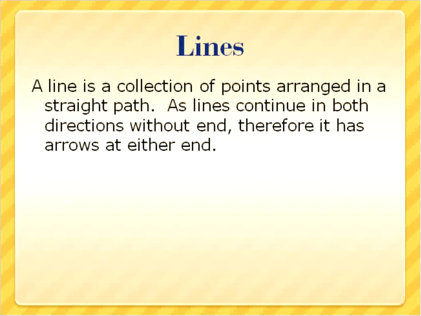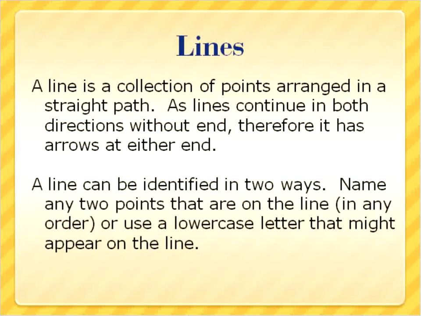Lines are the second thing. They're a collection of points that are arranged in a straight path. A bunch of points put together will make a line. As a line can continue in both directions without end, it sometimes has arrows on either end. I'll show you some examples in just a minute.